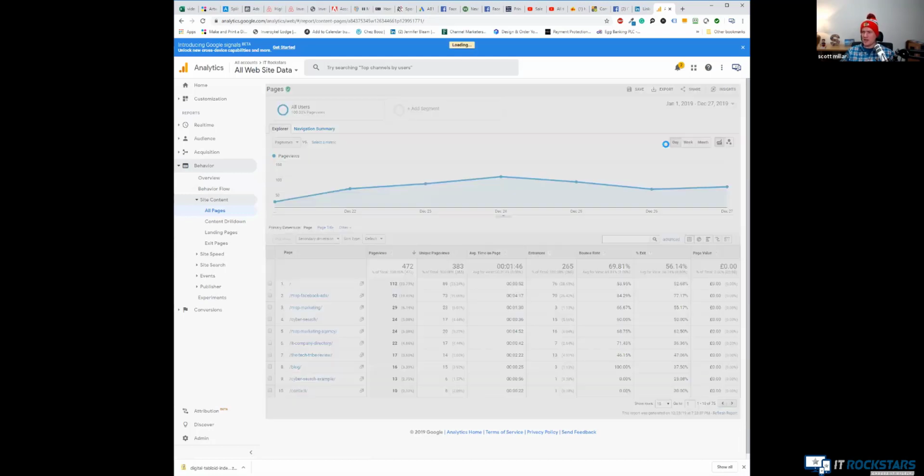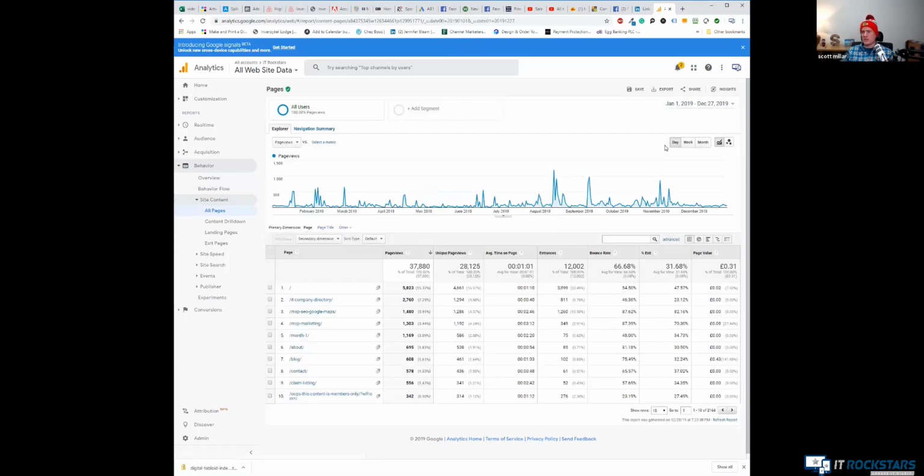So let's just see what that has done for my website traffic, mentioning the Facebook, mentioning my itrockstars.net website. We can see here the most highly trafficked pages on my website: the home page, then a directory where IT businesses can list their IT business. I had a really good blog post on SEO for MSPs, that did very well. It's got almost the same amount of views as the directory, which is quite cool.